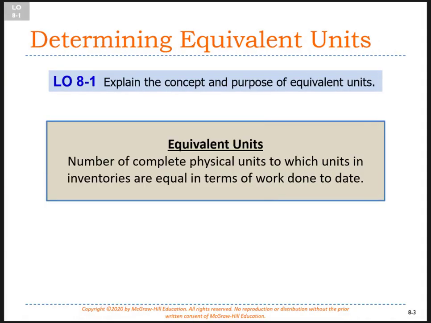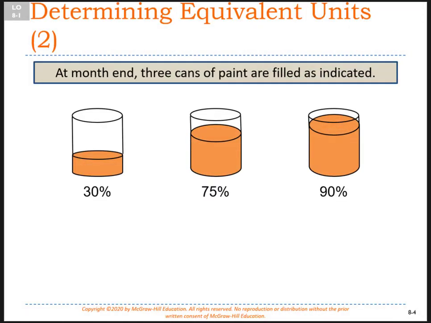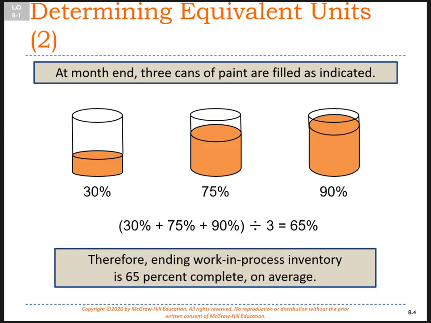So we introduced in Chapter 6 the idea of equivalent units. It's much more important to have this down pat when we talk about process costing, because it's our way of trying to freeze what's happening on a continuous basis, by looking at things that are partway done in terms of all the way finished. If we were determining equivalent units, this is a case where we have 3 cans of paint, each one is filled differently, and we take an average.